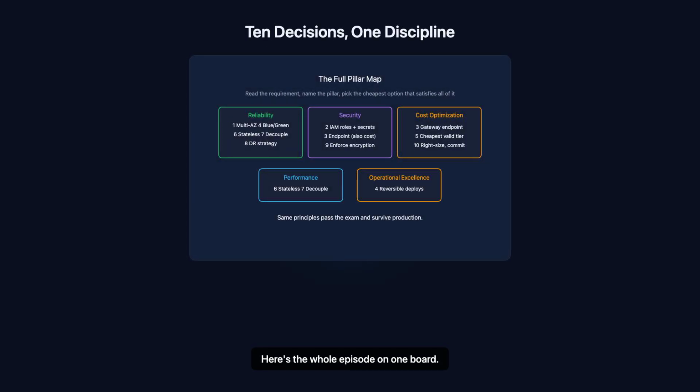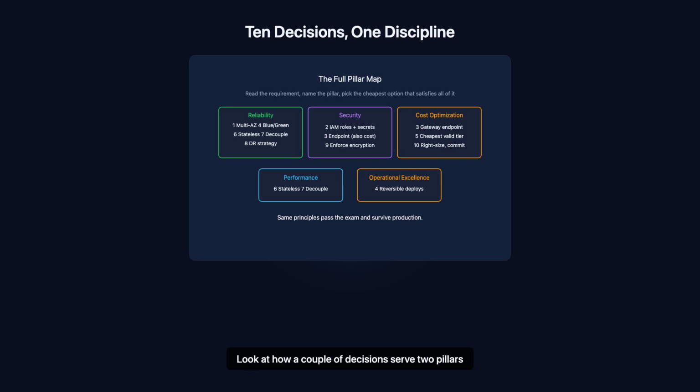Here's the whole episode on one board. Reliability owns decisions 1, 4, 6, 7, and 8, failover, safe deploys, statelessness, decoupling, and disaster recovery. Security owns 2, 3, and 9, credentials, private paths, and encryption. Cost optimization owns 3, 5, and 10. Performance efficiency picks up 6 and 7 again, and operational excellence claims decision 4.